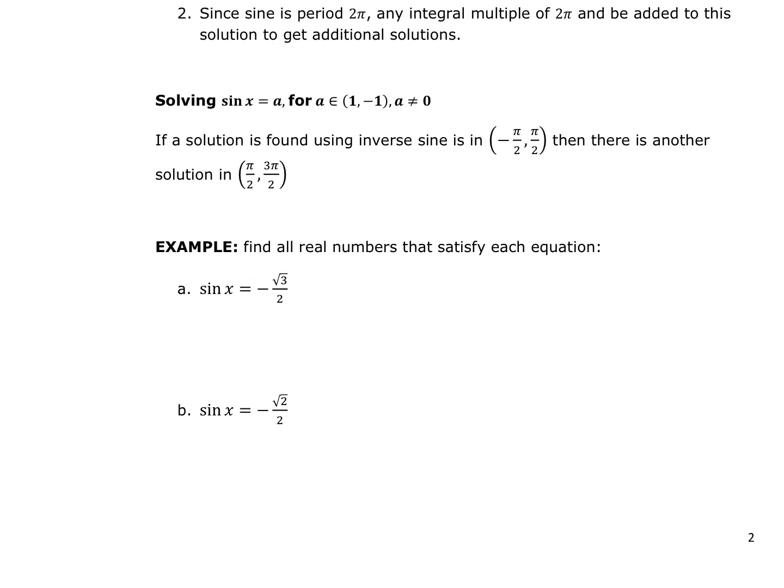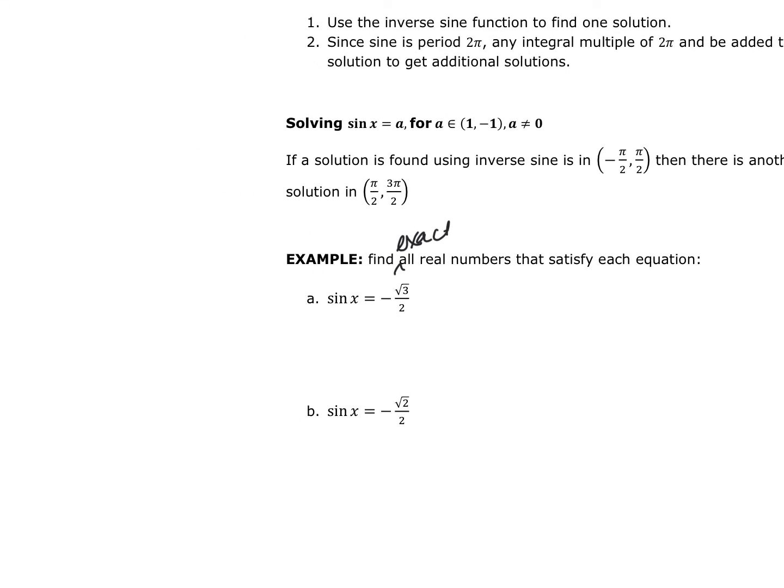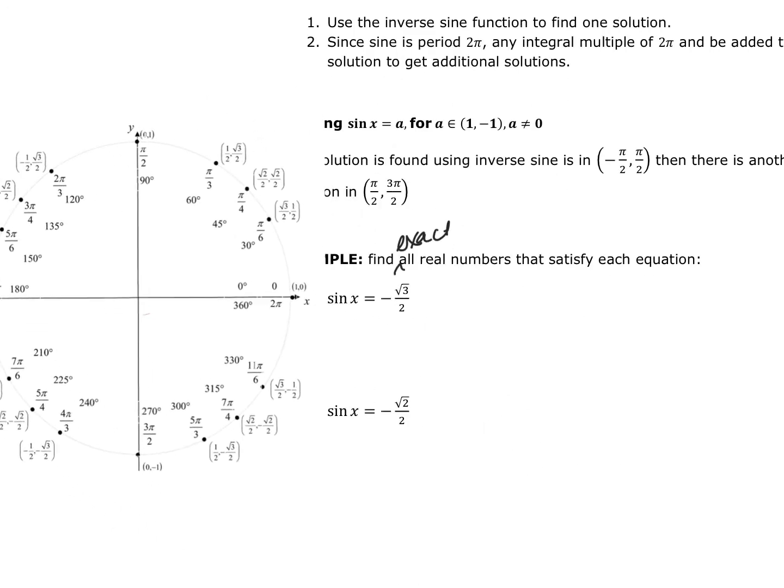So once again, I want all real, I want it exact. So I'm going to just shove that in there, exact. I'm going to do the first one in radians and the second one in degrees. It doesn't tell me, but if it did, I would know how to do it. So again, I get my unit circle out.